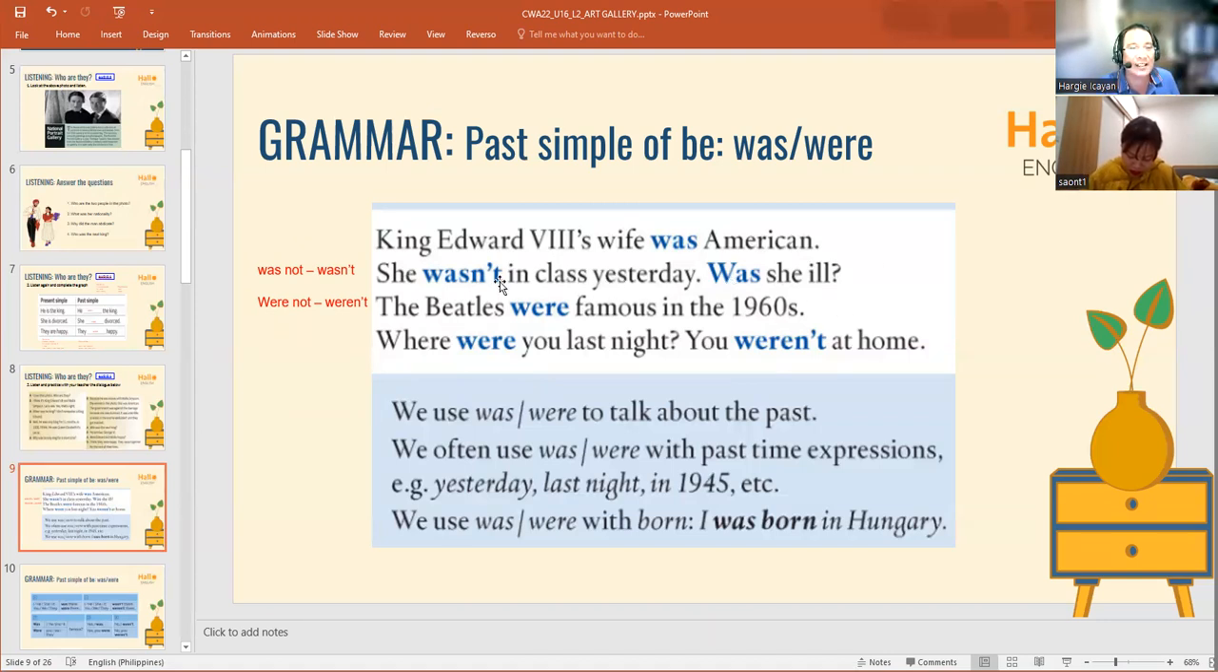In this particular sentence, we have the so-called question tag. We need to understand this one because we use it in a statement.